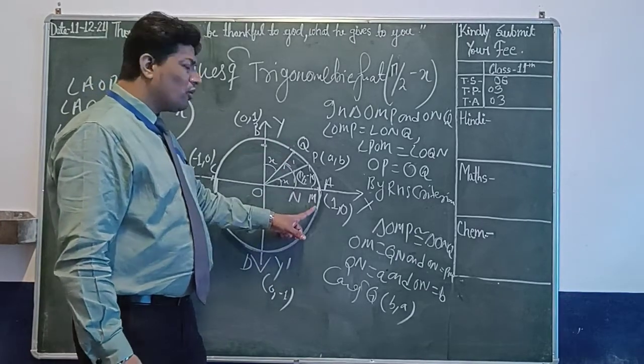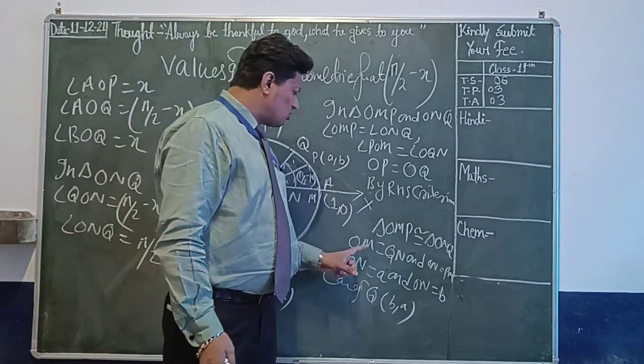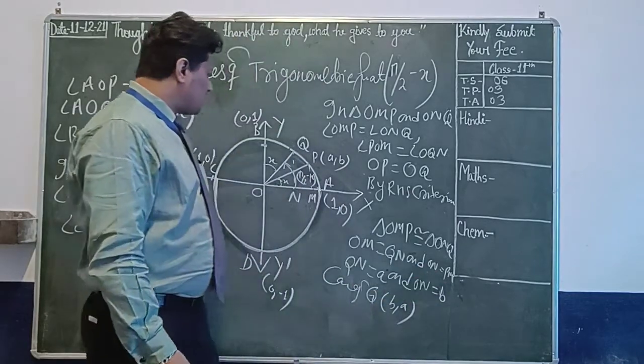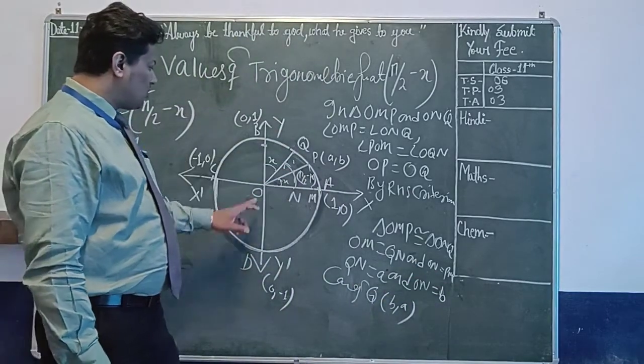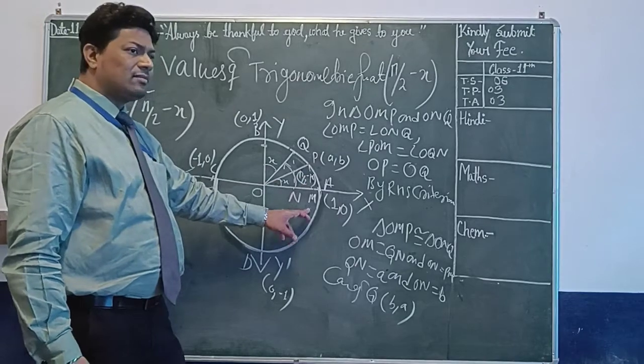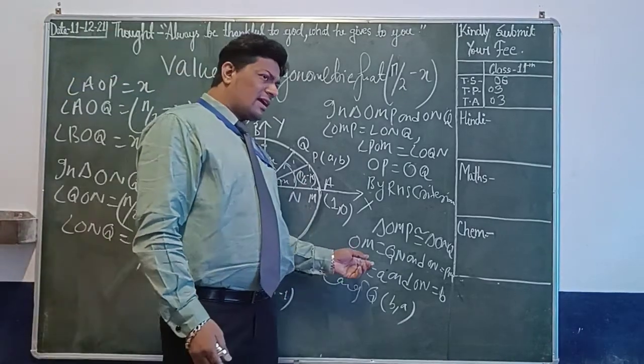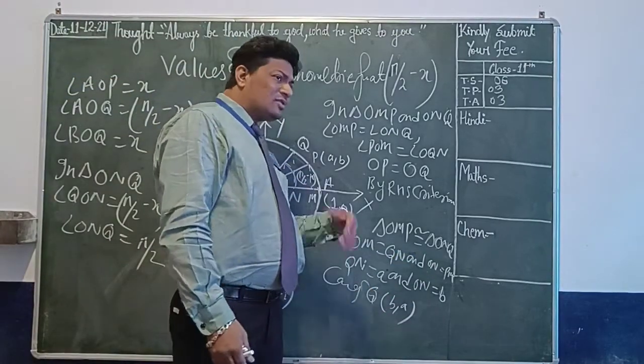Qn is equal to OM and On is equal to PM. Is it clear? So what are you actually getting? If these are equal, the points will interchange.